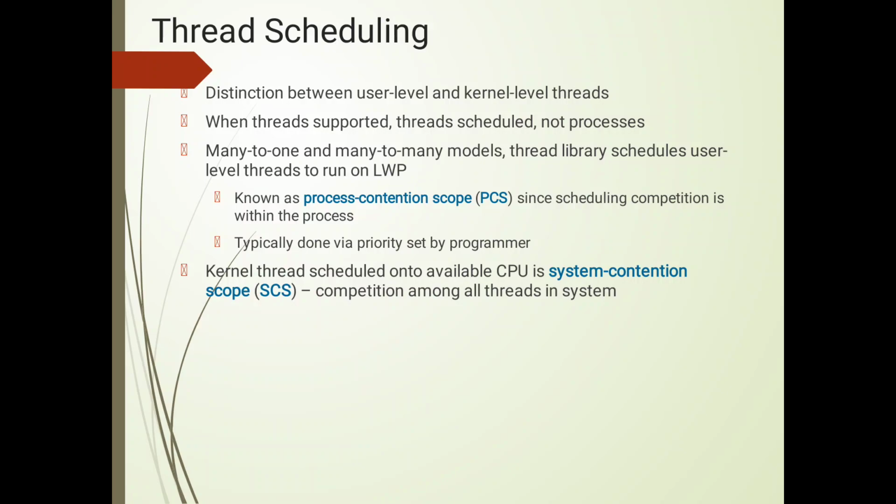Thread scheduling distinguishes between user level and kernel level threads. When the operating system supports threads, it is threads that are scheduled, not processes. In the many-to-one and many-to-many models, the thread library schedules user level threads to run on an LWP. That is known as process contention scope.